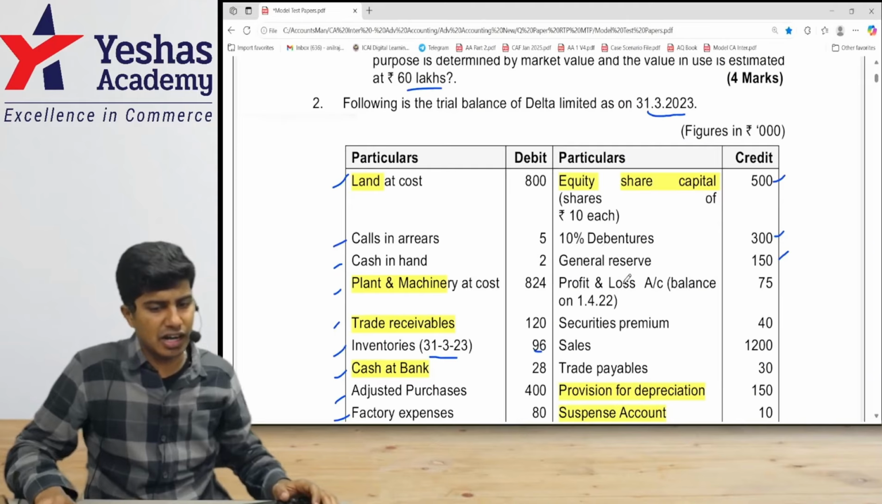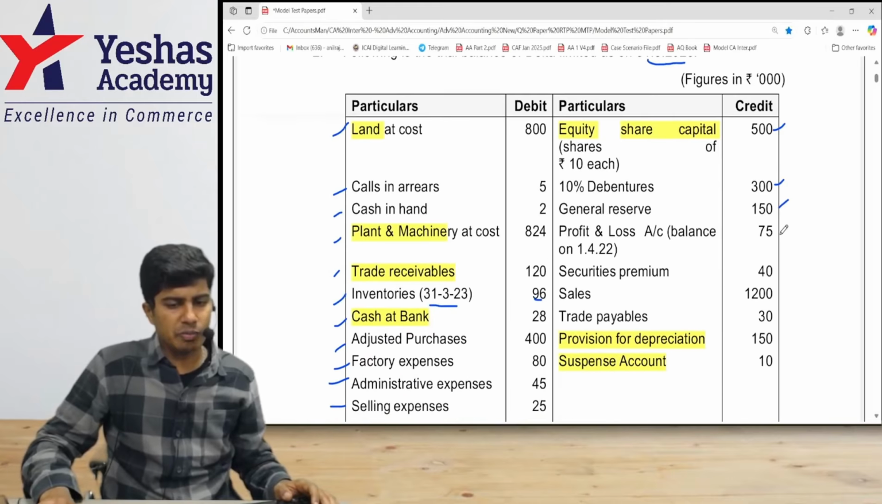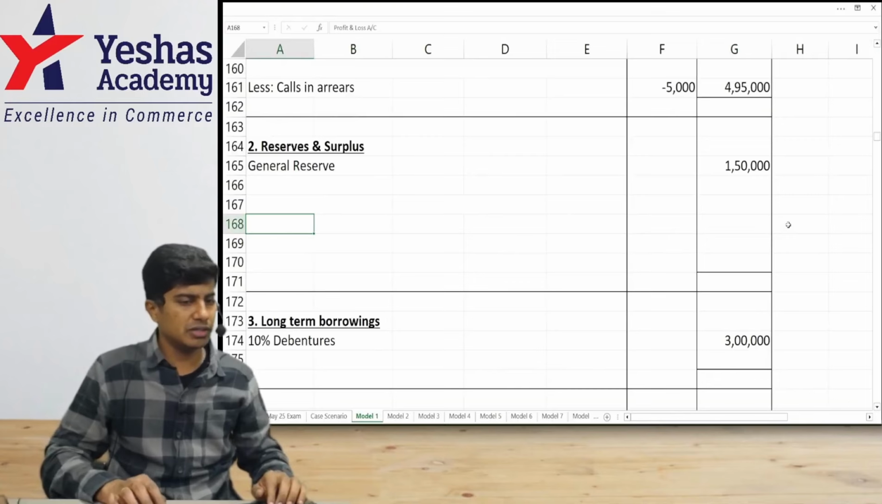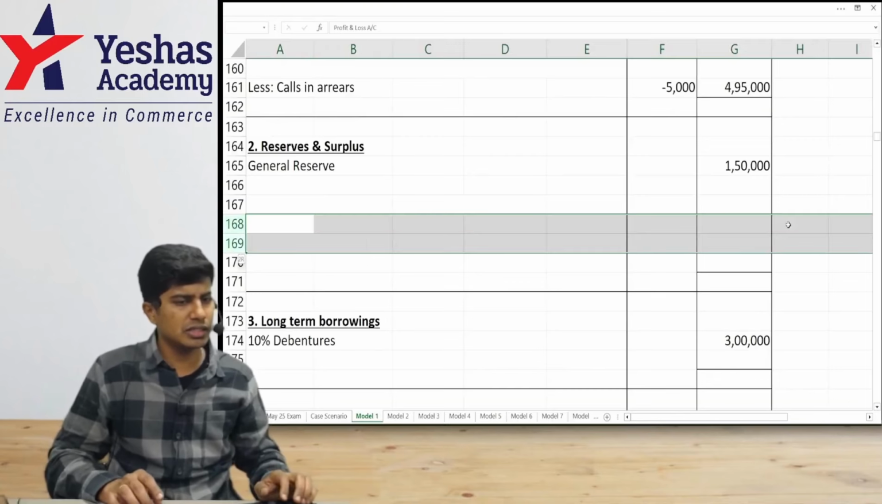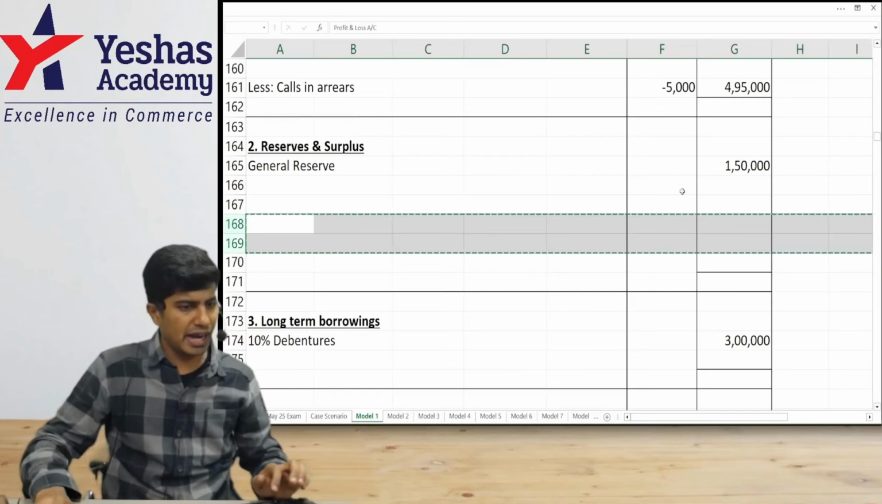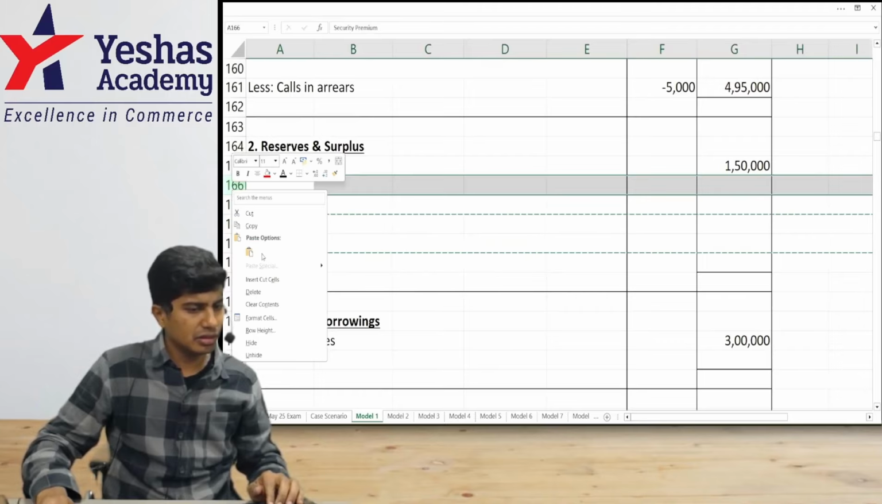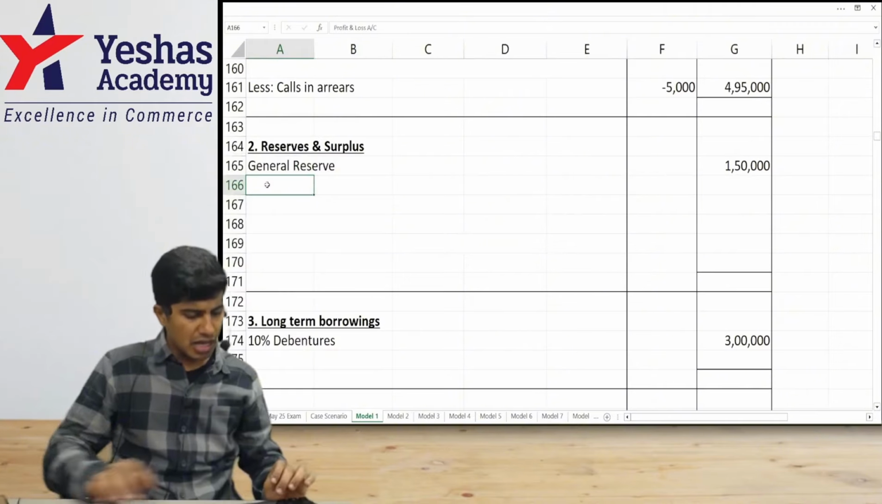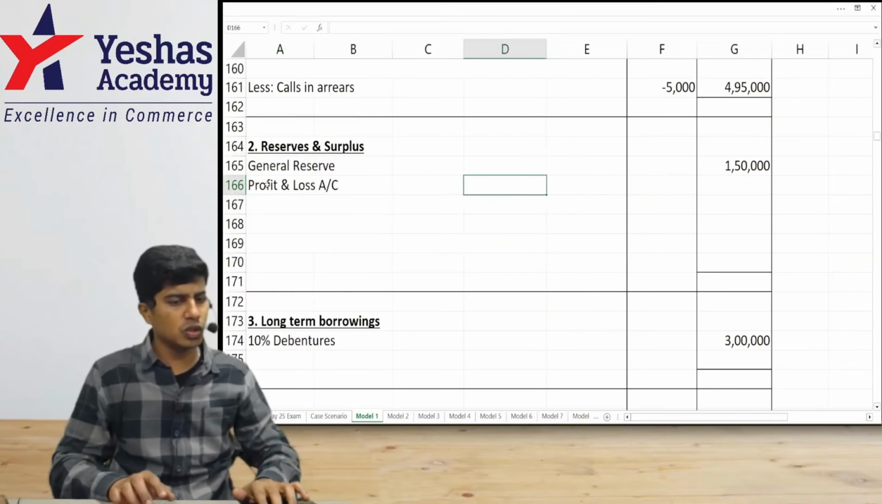What do we have after general reserve of 1 lakh 50? P&L account balance is 75,000. This is the opening balance, not the closing balance. So to this opening balance, we need to add current year profit. After I add current year profit, it will go to closing.